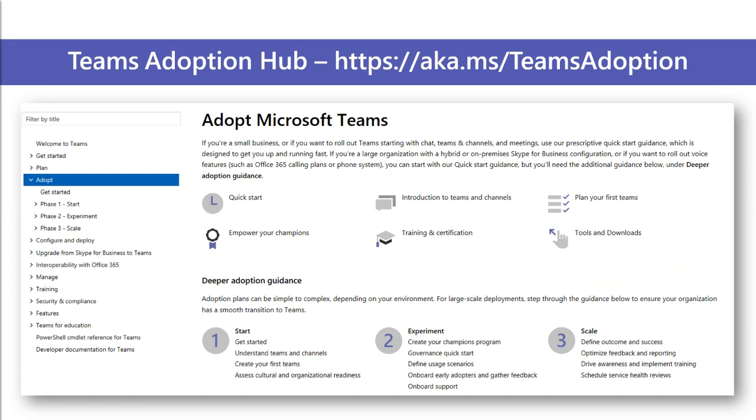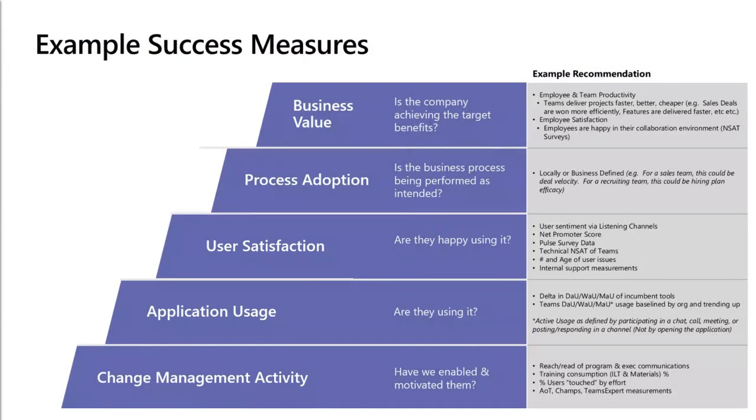This is fantastic. I couldn't help but add it, because this gives you the quick start. It also helps you empower champions and has some introduction material for teams and channels, gives you some posters, and planning for your first team rollout and architecture. So to me, this gives you a really great adoption framework, but you couldn't have adoption without, hey, are we measuring? I hope we're measuring, right?